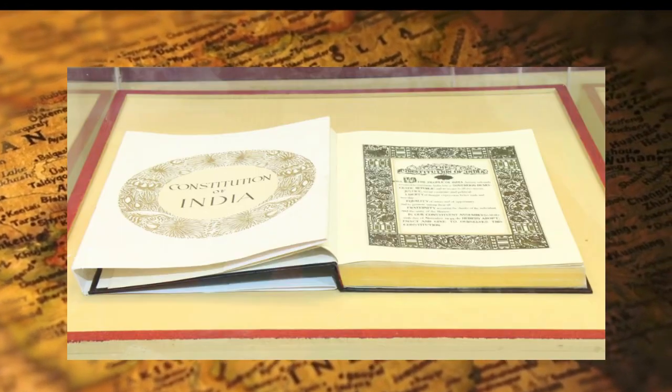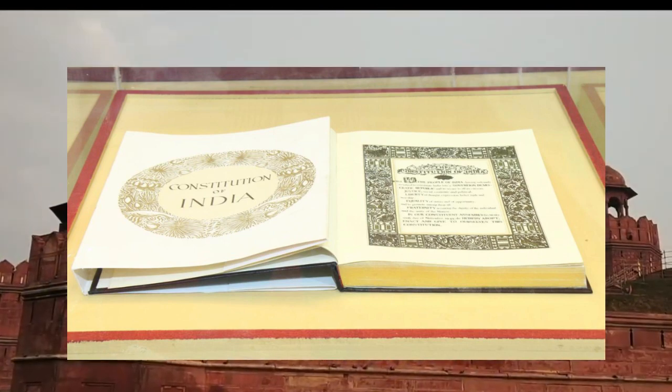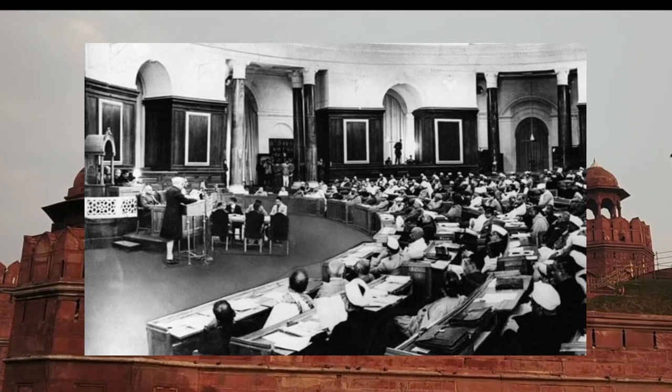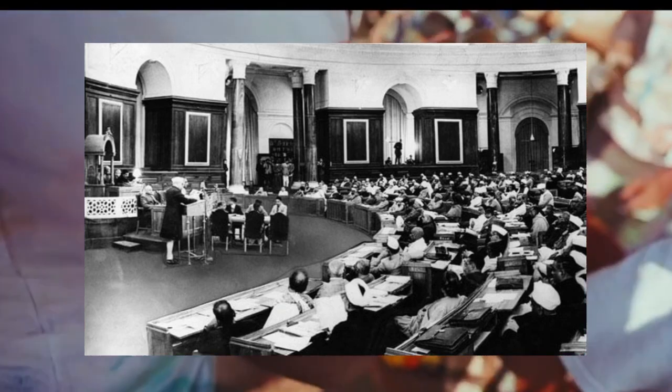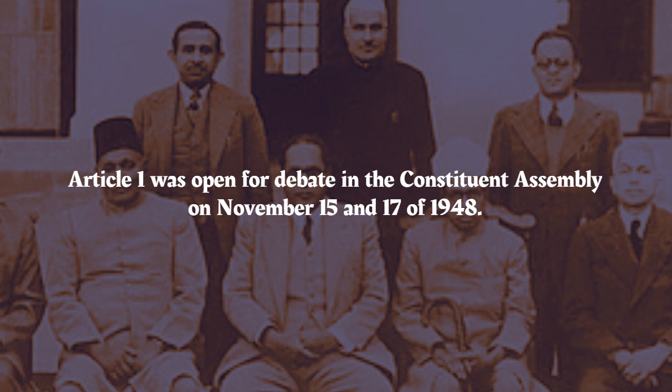All articles in the Constitution are a sum total of dialogue and deliberation that occurred in the Constituent Assembly sitting. After a drafting committee framed Article 1 of the Constitution, it was put for debate before the Assembly on November 15 and 17 of 1948. Let's have a quick look at some of the amendments proposed by the members to Article 1.